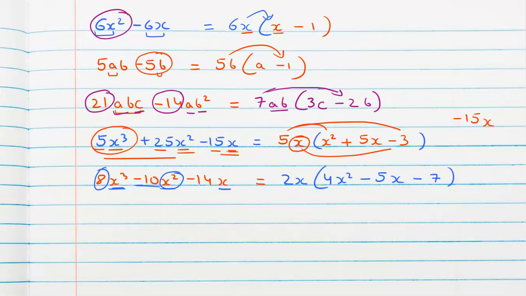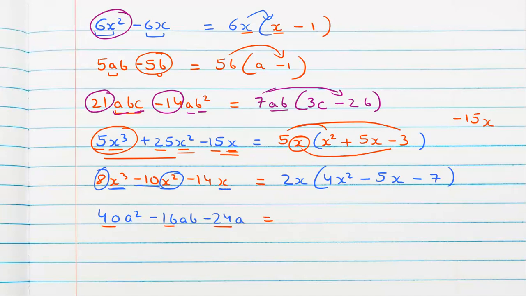Okay, so let's take a look at a little bit more of a complex problem. It looks complex, but it's nothing to be afraid of. We have 40a squared minus 16ab minus 24a. Just because these numbers are big doesn't mean the process is different. It's the same thing. What is common in 40, 16 and 24?